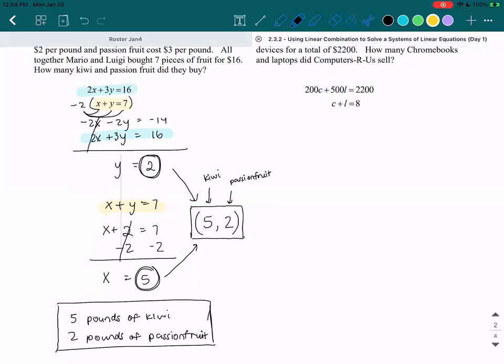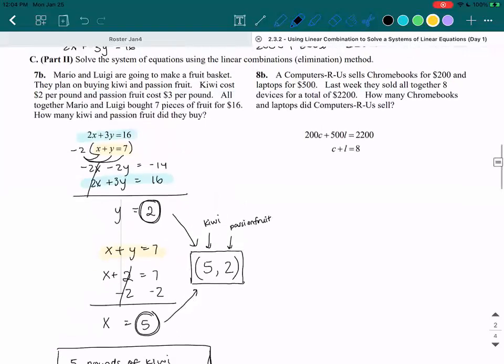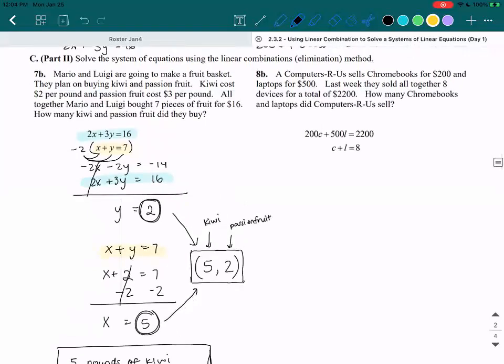So if you have any questions, let me know. Other than that, let's get on with number 8. Okay, so we have 200C plus 500L is equal to 2,200, and we have C plus L is equal to 8. So I don't know about you, but 200 is a nicer number to me than 500. So I'm going to multiply that bottom equation by -200 so that I can force the C's to cancel. I'm going to force the C's to eliminate each other.